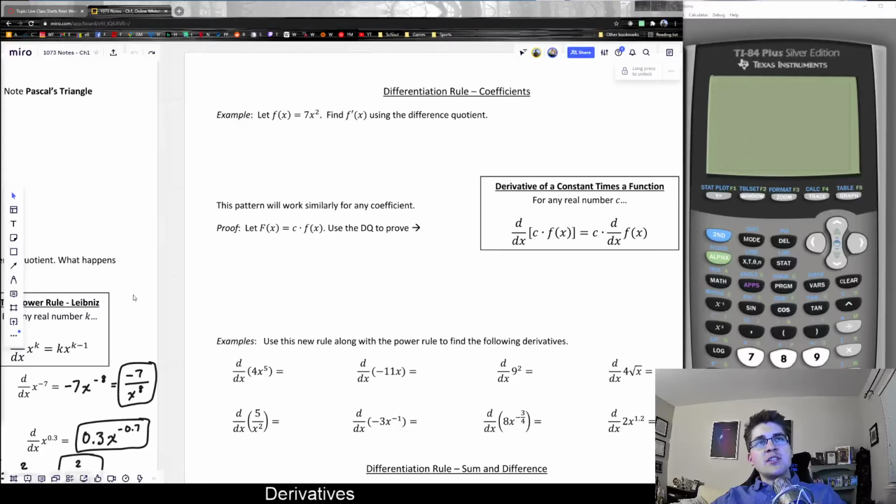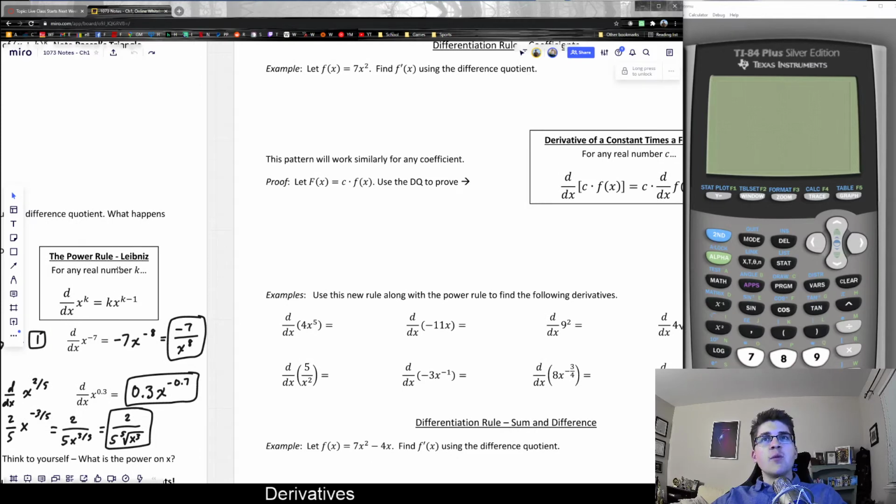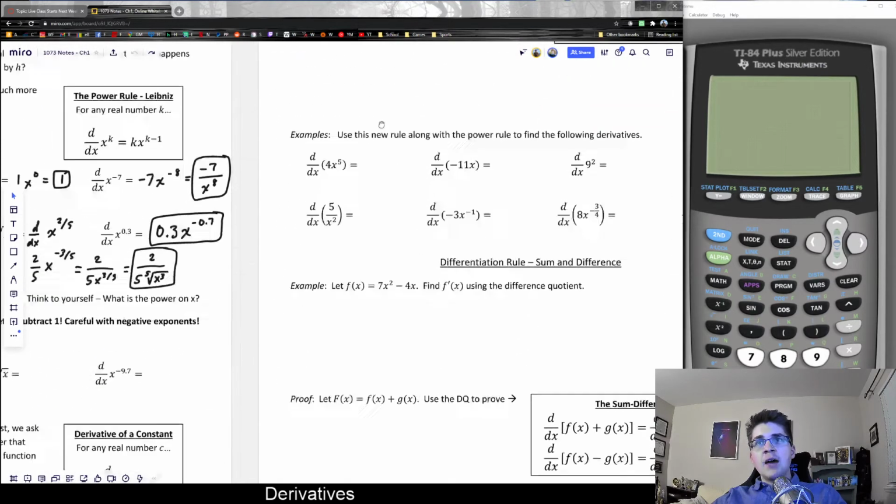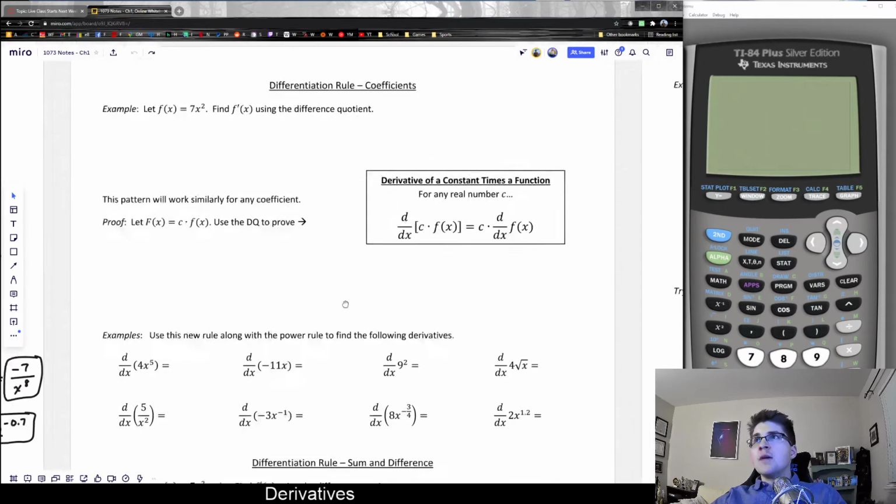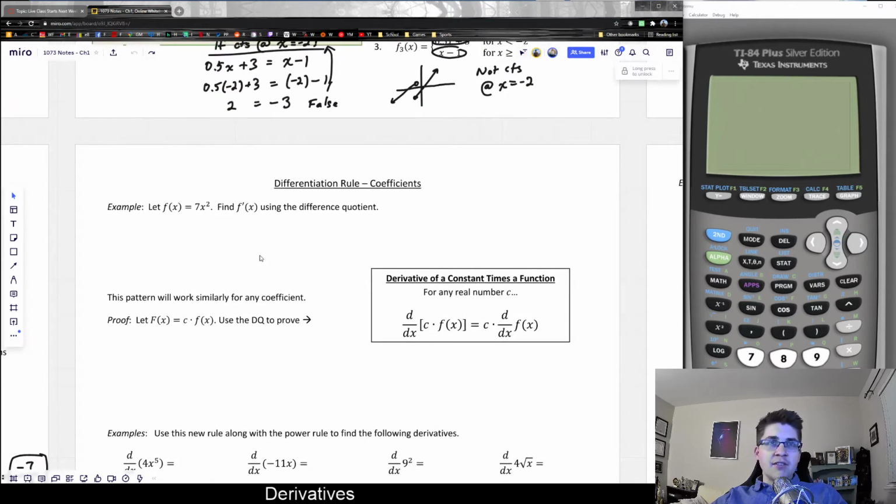Next up is how we deal with the derivative of a power function that also has a coefficient. So far, we know that for the derivative of a power function, we can drop the power and subtract 1 from it in order to find the derivative. And we also know that the derivative of a constant is 0. But what if we have some combination, a product of a constant with something like 7 times x squared?